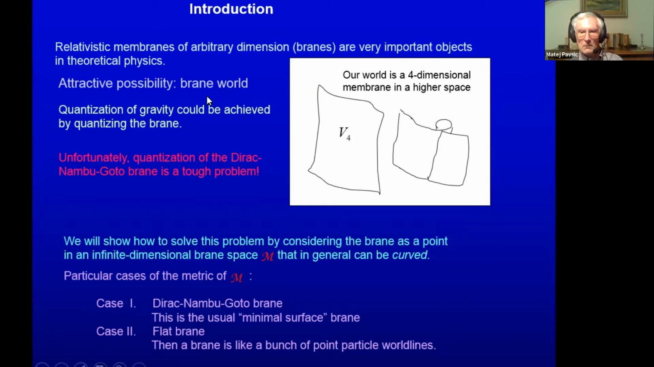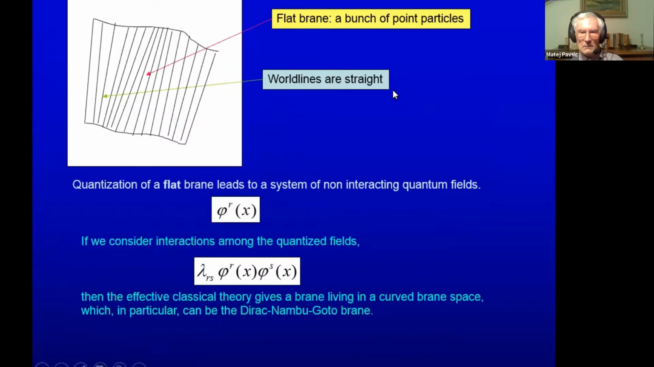Okay, so let me try. Yeah, so this is a bunch of straight world lines. World lines are straight. And a brane is a continuous unit, and that is a bunch, yeah. And quantization of a flat brane leads to a system of non-interacting quantum fields, phi of R. R is the index which denotes which field.